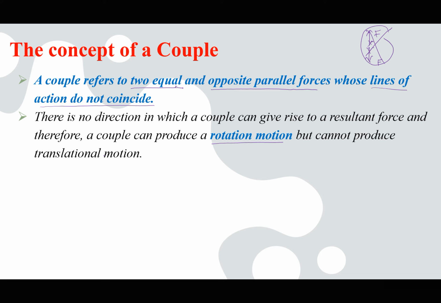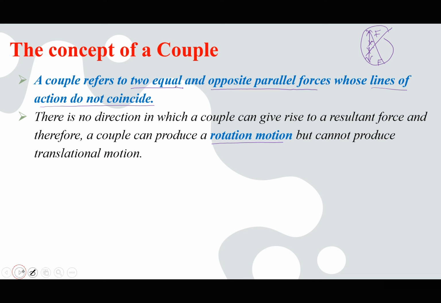So there is no direction in which a couple can give rise to a resultant force. So that means the resultant force is going to be zero. But a couple can give rise to a resultant moment. That means it will cause rotation. It can give rise to a resultant torque. So a couple can cause rotation.